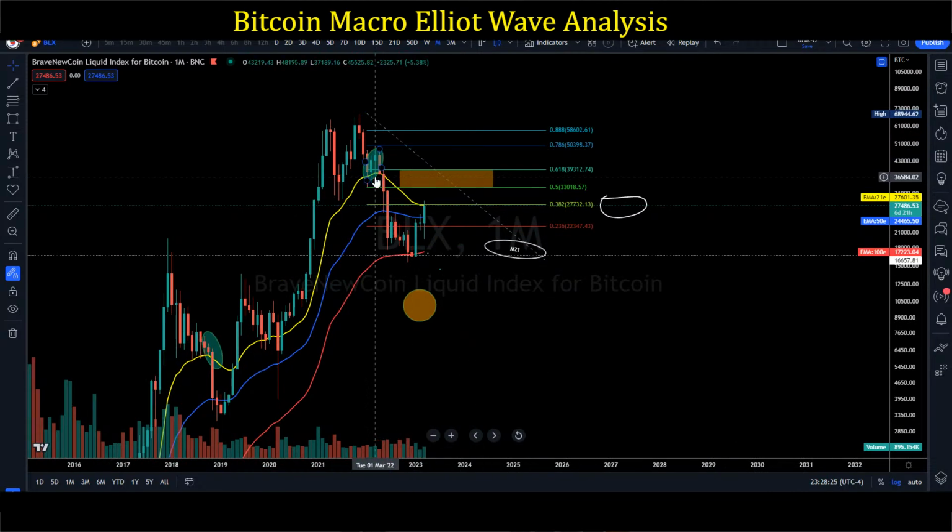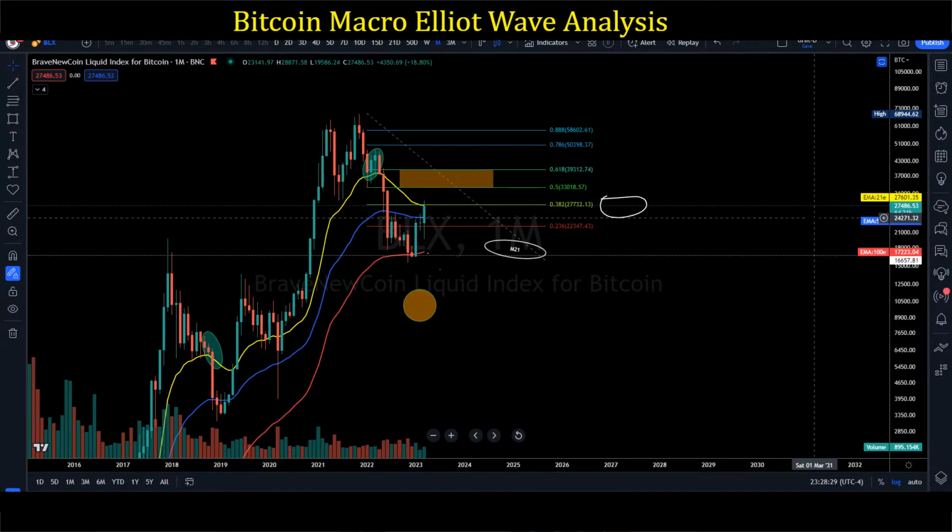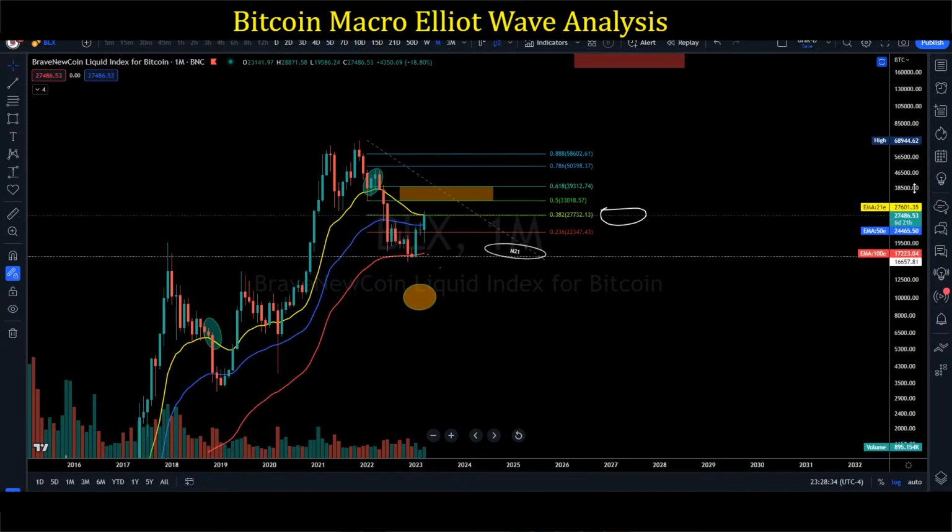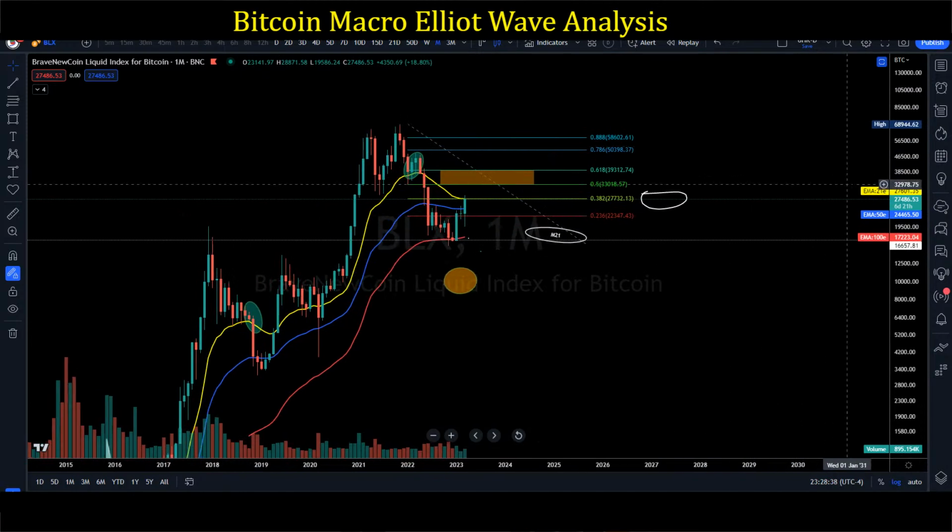Monthly 21, monthly 50, monthly 100 EMA. That's it. You don't need Bollinger Bands, you don't need clouds, you don't need MACD, RSI, none of that. You could just keep it very, very simple.